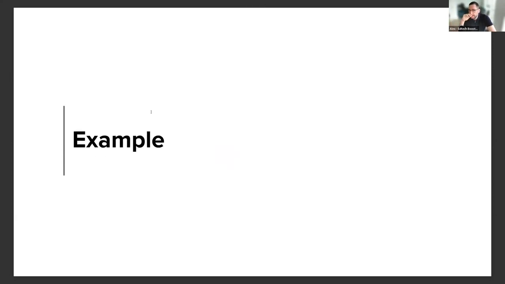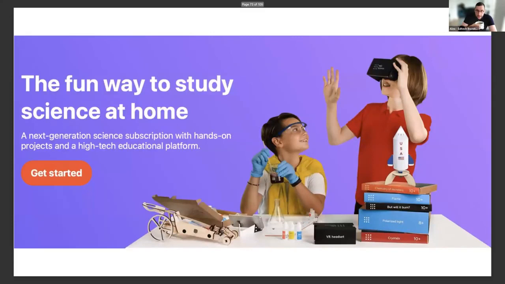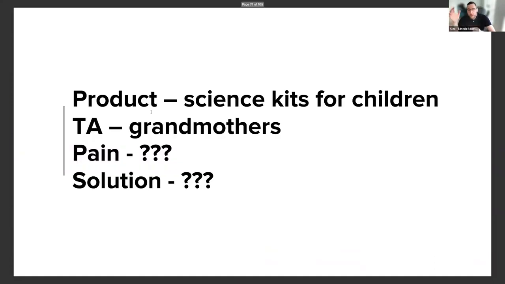Example. Let's again do an exercise with you. Are you here? Come on, let's do an exercise. So we have a company here. The product of the company is science kits. You order boxes, like kits, and then you unpack them and do some experiments and some exercises with your children. This is what you do. We have a product here, science kits for children. We have a target audience, grandmothers.